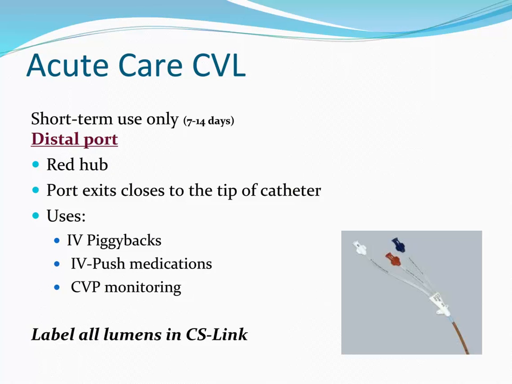Finally, the distal port. This one has a red hub and the port exits closest to the tip of the catheter. This is really important to know because this is where you're going to want to hook up your CVP monitoring to view the pulsatile waveform and achieve accurate numbers. Short-term infusions like piggyback and IV push meds can be given through this line.